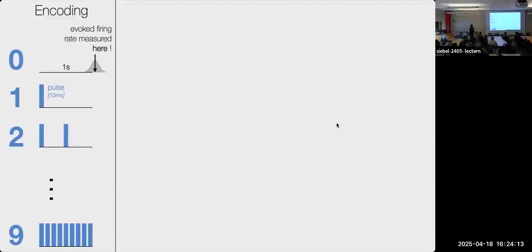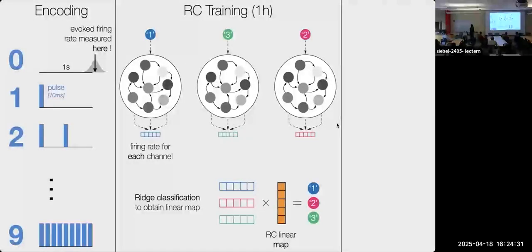So the idea is for different patterns from pattern 0 to 9, we give a different number of pulses in a fixed bin size or fixed pattern size, which is about 1 second. And then at the end of the pattern, we measure the firing rate and try to construct the state vectors. And we train the reservoir for about 1 hour. Because the pattern size is 1 second, we can collect about 3,600 samples. That's usually enough to train some model with 10 different patterns to classify.